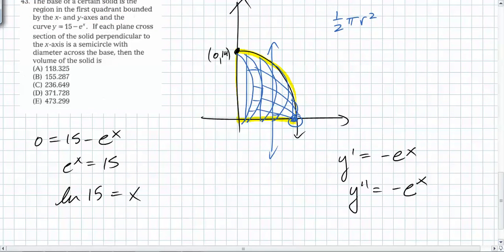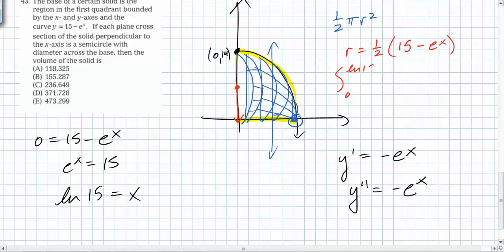What is the radius of each of these semicircles? Half of the function. The radius is going to be 1/2 of what? Exactly, 15 minus e to the x. So what are you integrating from? 0 to what?